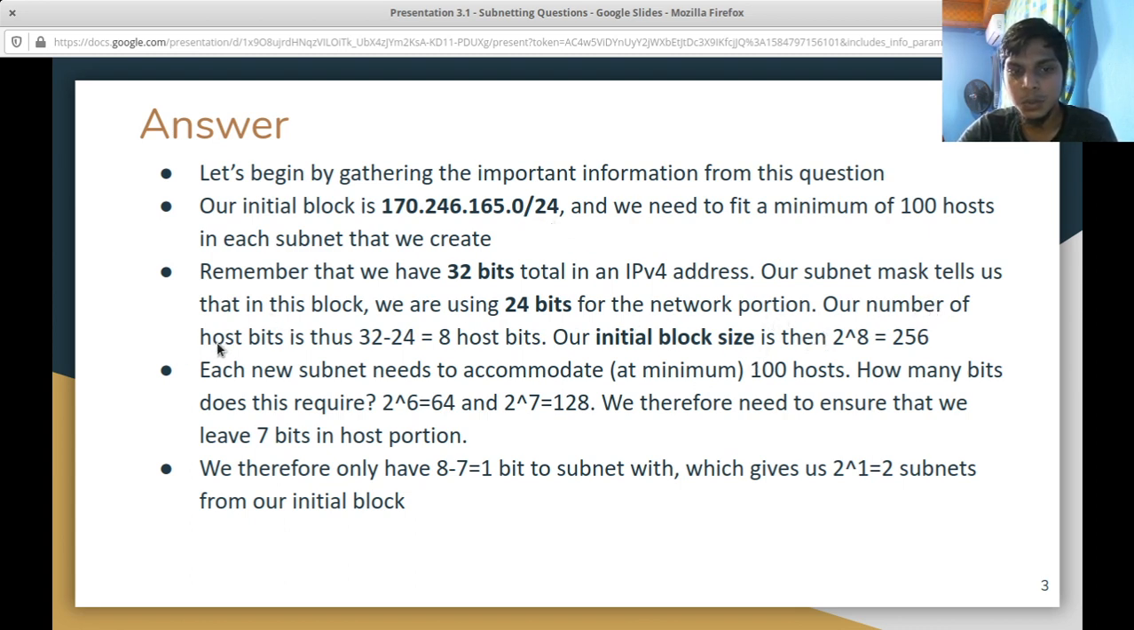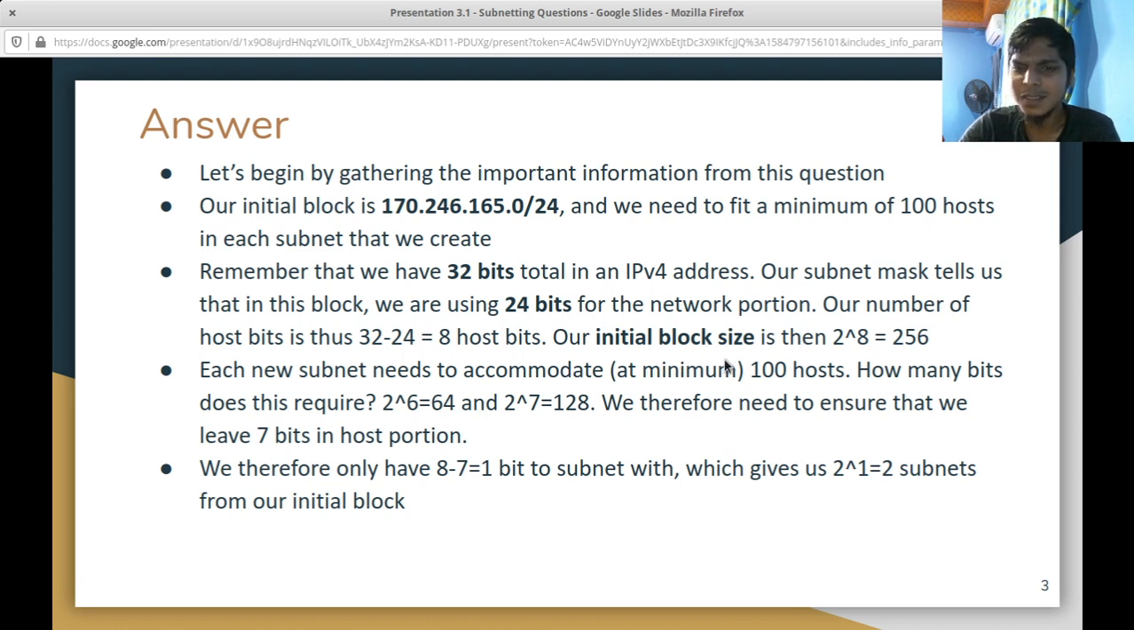So that's what the slash 24 here indicates. Our number of host bits is thus 32, the total IPv4 address length, which never changes, that 32 is very constant, minus 24. This one will change, but this is our initial block, so they will give us this information. So 32 minus 24 is 8 host bits. So you have 8 host bits in our assigned block. So our initial block size is 2 to the power of 8, which is equal to 256.